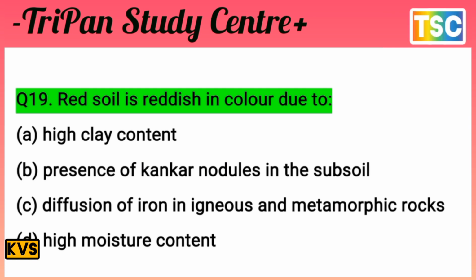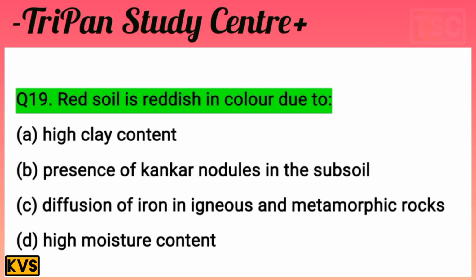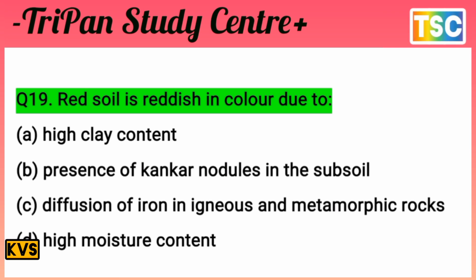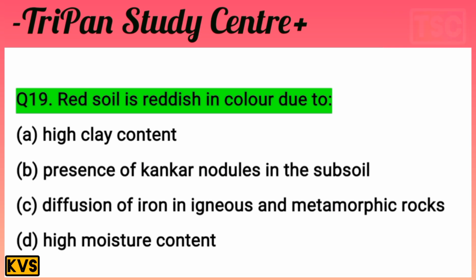The next question on your screen: red soil is reddish in color due to what reason? The options are A, high clay content; B, presence of kankar nodules in the subsoil; C, diffusion of iron in igneous and metamorphic rock; and D, high moisture content. First of all, I give you a few seconds. Test your knowledge.